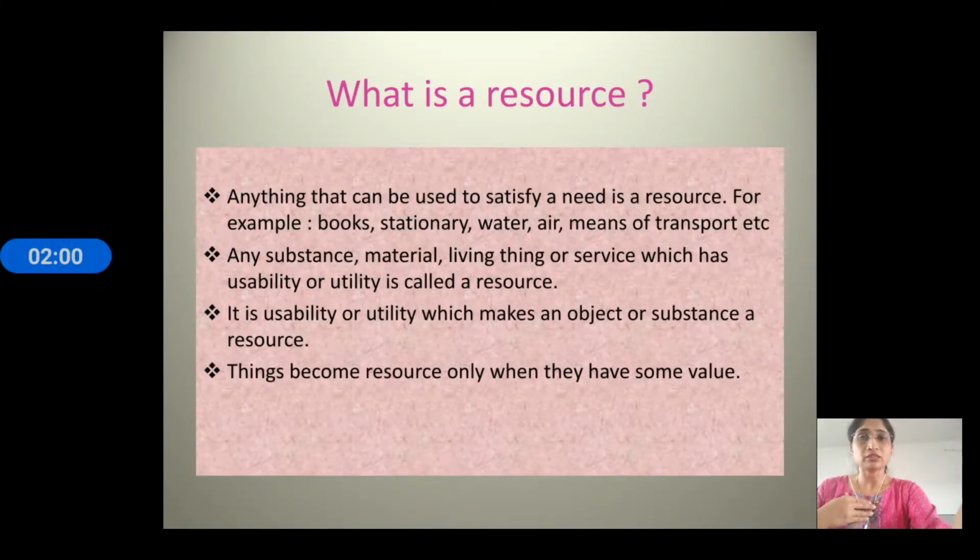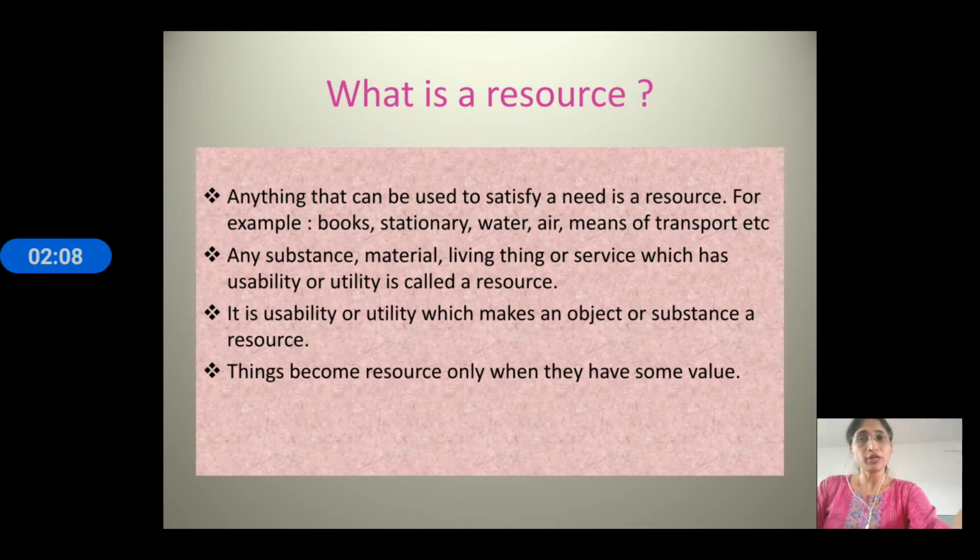What are these? These are the resources which we require for teaching and for your learning. That's it. We are going to learn about the resources. That is Geography Chapter 1 Resources. To satisfy my need, I'm conducting online classes using different resources.